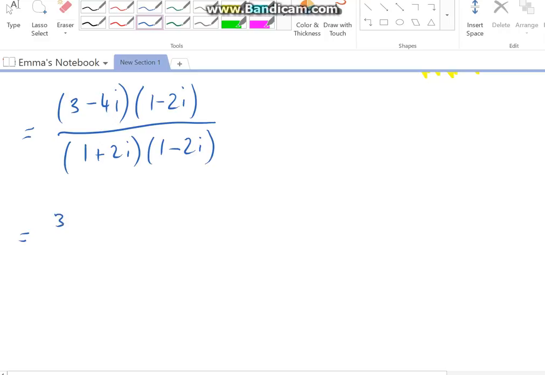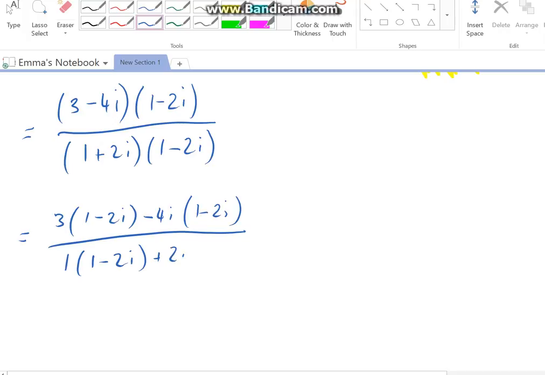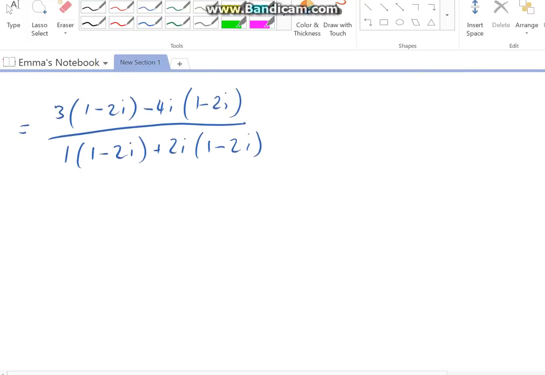So the top line is going to be 3 on 1 minus 2i minus 4i on 1 minus 2i over 1 on 1 minus 2i plus 2i on 1 minus 2i. You have to be extremely careful of your signs and your numbers here when you're multiplying. Just make sure you don't make a mistake. So we just keep moving down. So 3 on 1 will be 3 minus 6i minus 4i plus 8i squared.